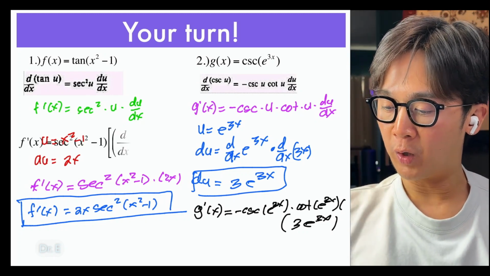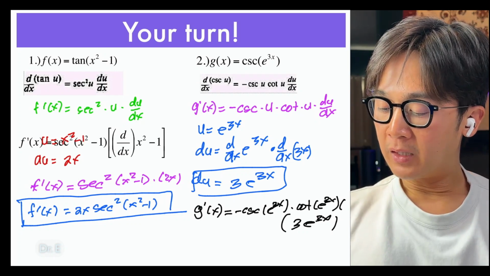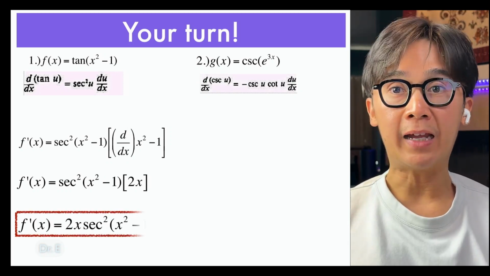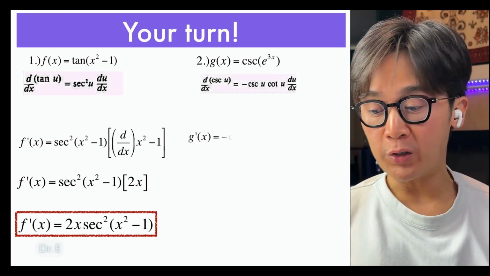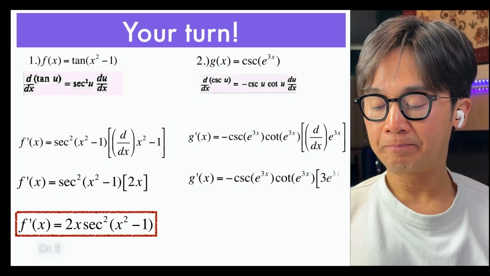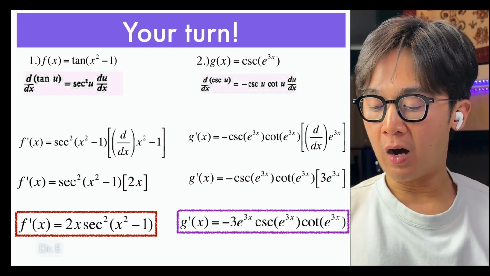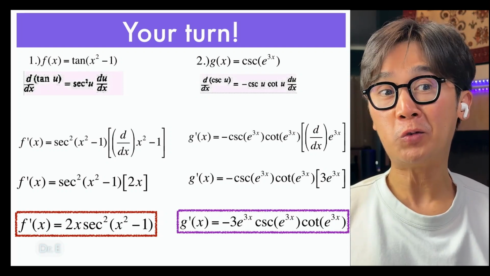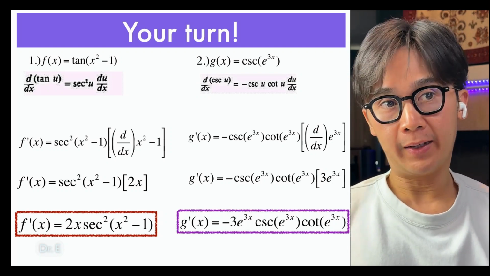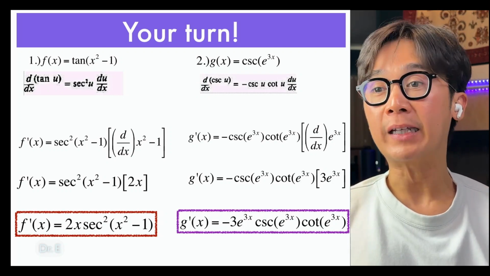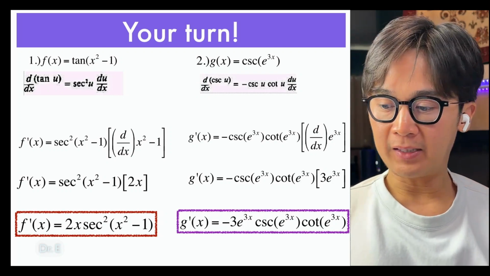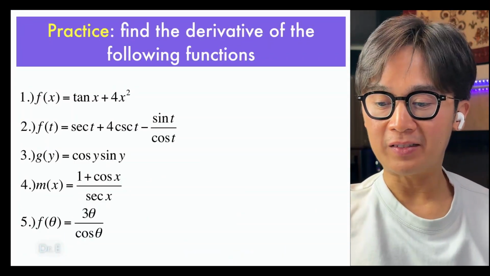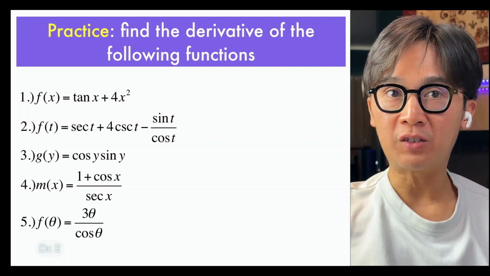And this is how you work on or use the chain rule in transcendental functions similar to tangent u and cosecant u. And the second problem requires you to work on two derivative rules or two transcendental functions. One is cosecant u and the other one is e to the u. And this is how we're working on derivatives of composite functions and trig functions.